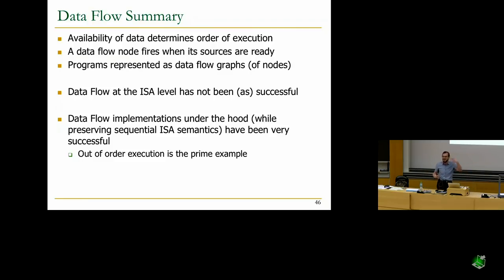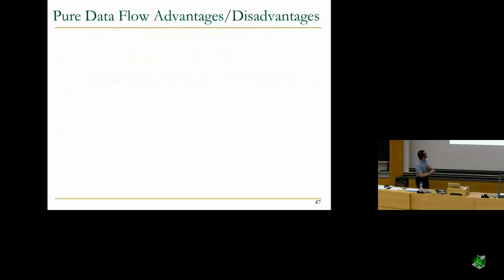And I could give you many, many examples. We could be sitting through a few years probably going through all of these examples and studying them in detail. Oh, this is going back. So let's look at the advantages and disadvantages of pure data flow. Pure data flow meaning data flow at the ISA level.